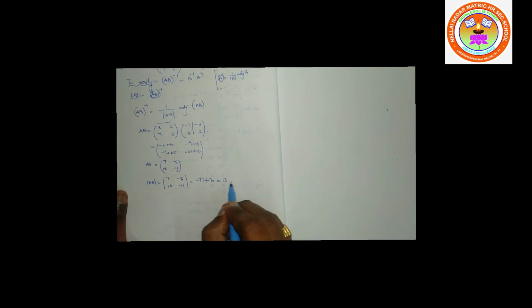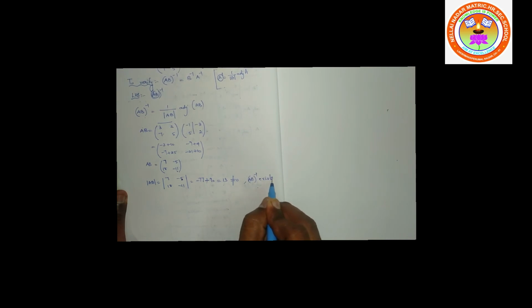I need to find the determinant of AB. Determinant of AB is equal to the determinant of 7, -5, 18 and -11. So always put minus. 7 into -11 is -77. 18 into -5 gives us -90. Already minus is present here, so put plus 90. -77 plus 90 gives us 13, which is not equal to 0.